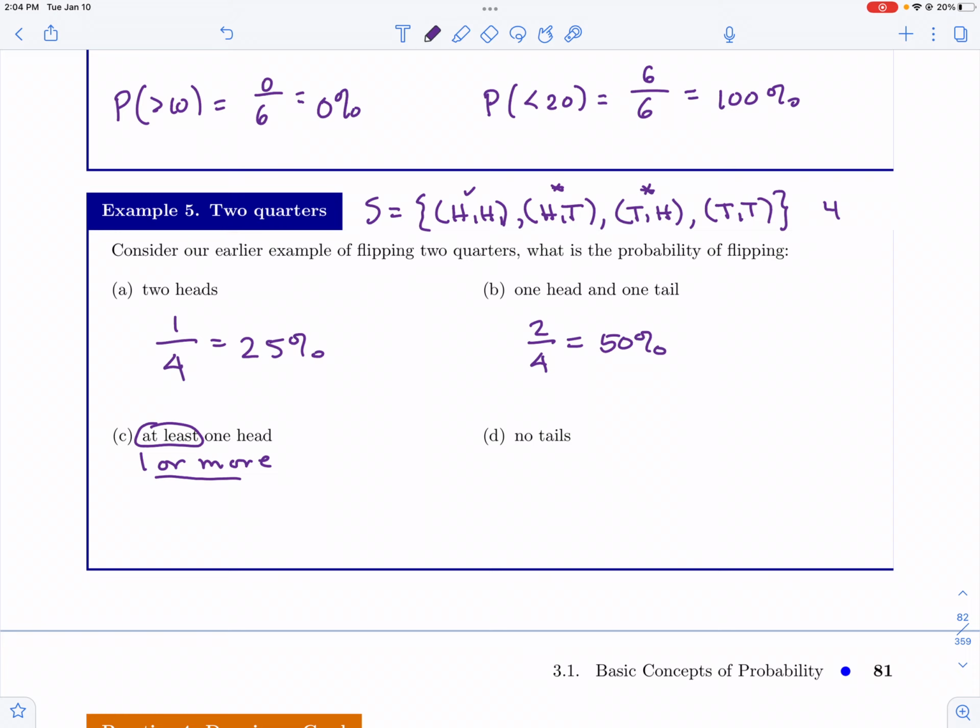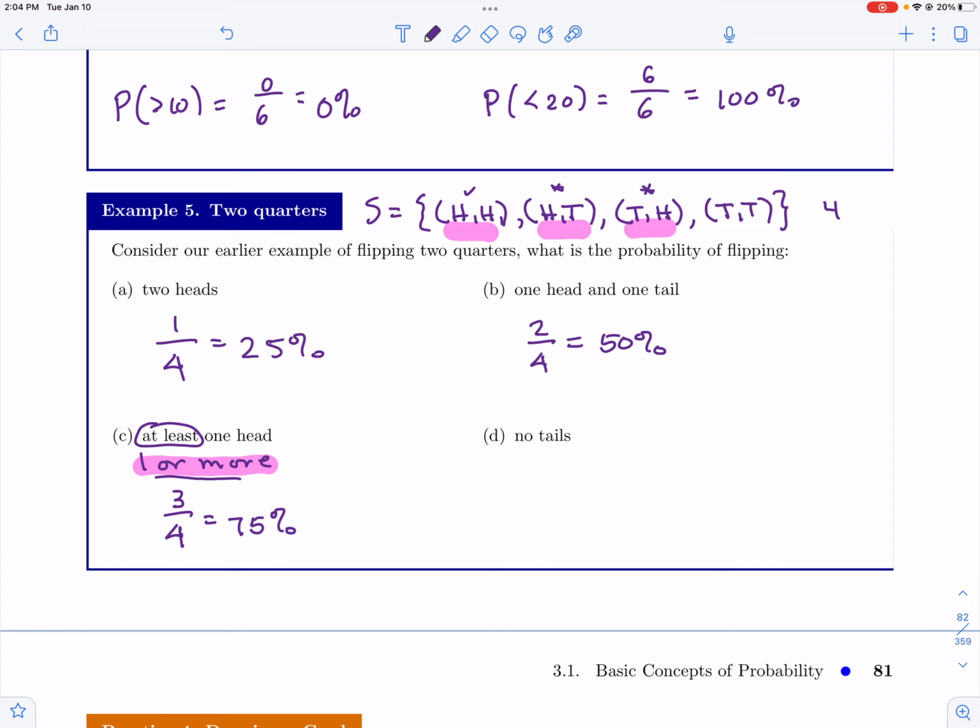So what we're looking for in this case are, this one has two, but still more than one. So for our one or more, we've got three possible outcomes that have that out of our four, which is going to be 75%.